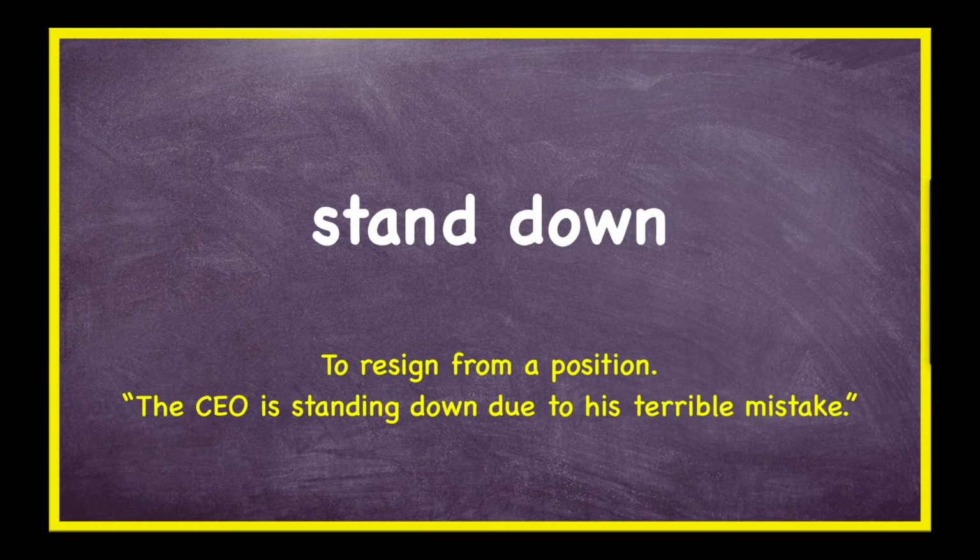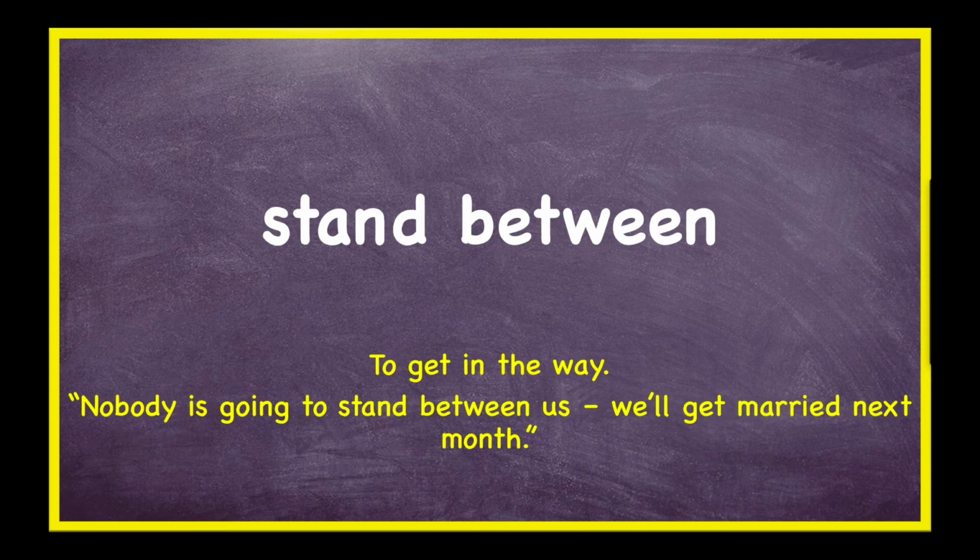The next one is to stand down. This is to resign from a position. For example, the CEO is standing down due to his terrible mistake. This means that the CEO made a mistake and now he or she is saying, I'm going to have to quit. I'm not the CEO anymore. I'm standing down.